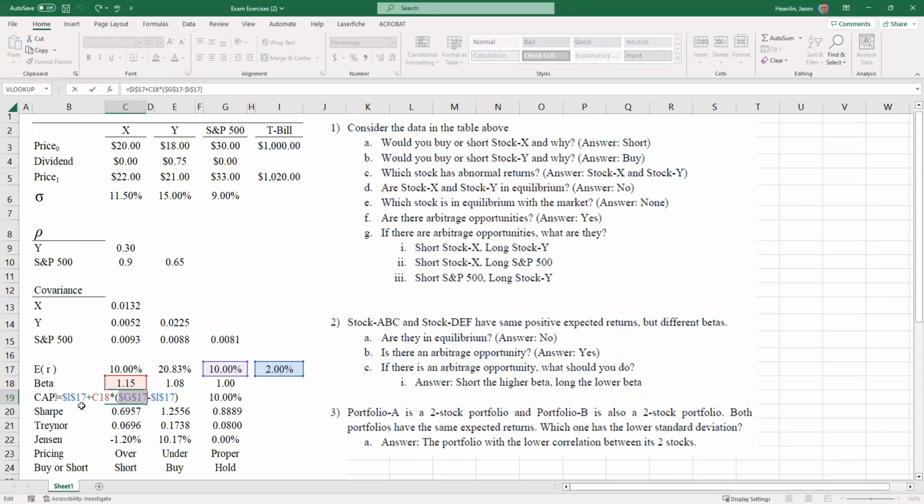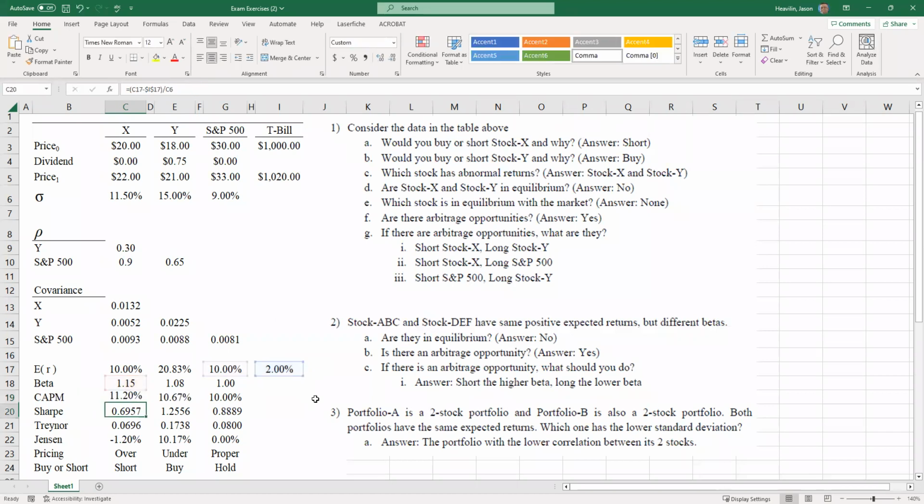CAPM: risk-free rate plus beta times the market premium. You do that for all of these, and that's your required return. For this side of finance, it is important to make the distinction between expected returns and required returns. Required return is what you require to get based on the risk you are taking. Expected return is what's expected to be returned based on the expectations of the stock price and dividends.